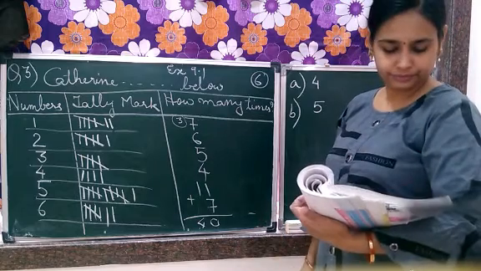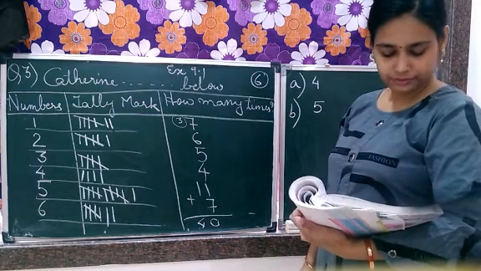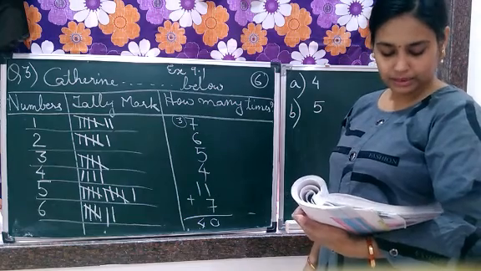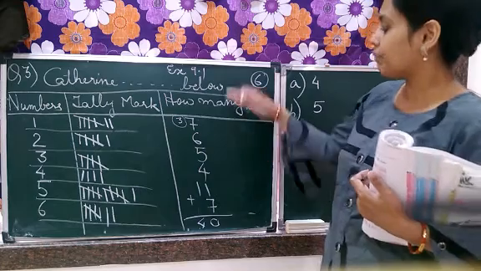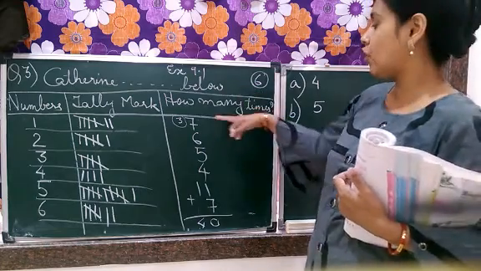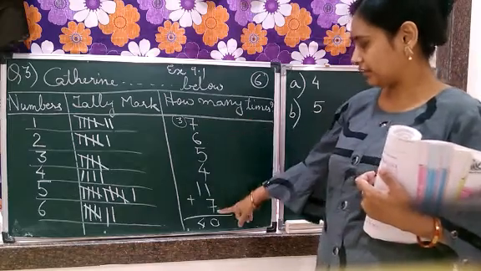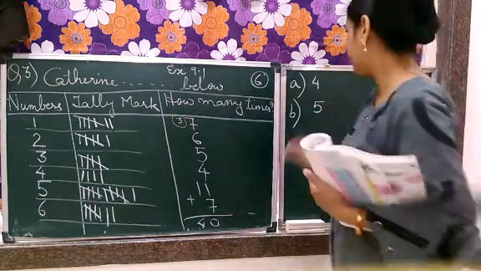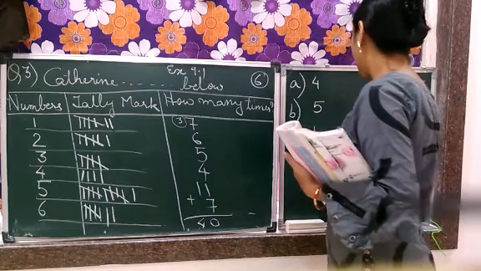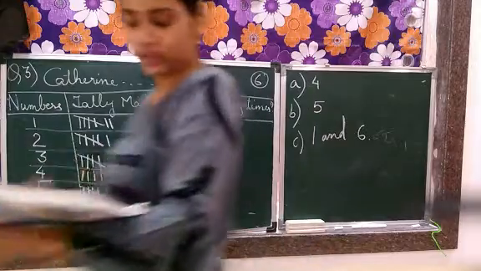Now children, what is the next question? Find those numbers that appear an equal number of times. So we have to check any number that appeared the same times. That means any common answer? Yes, 7 and 7. That means 1 and 6 appeared the same number of times. So your answer is 1 and 6. Okay. So this completes question number 3, children.